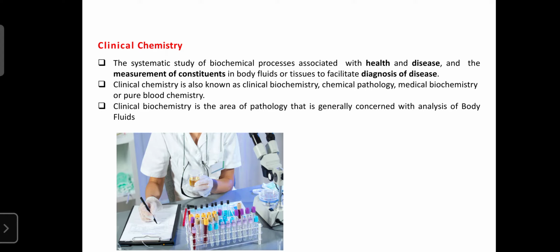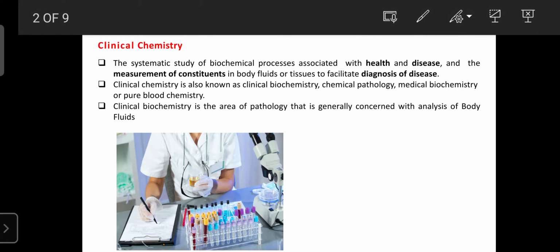and also the measurement of the constituents in body fluids or tissues to facilitate the diagnosis of disease. So clinical chemistry is mainly concerned with the measurement of the constituents in body fluids, regarding electrolytes, enzymes, and hormones. Estimations of those levels in our plasma and body fluids are helpful for the diagnosis of disease. Even the study of tissues, that is pathology. With the help of the pathology lab, we can study the tissues. That is also helpful for the diagnosis of disease.